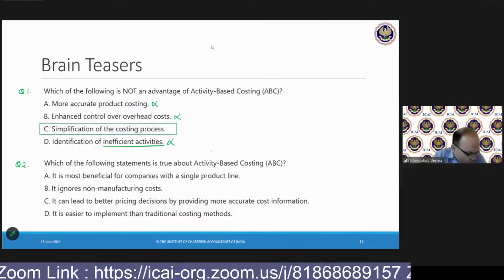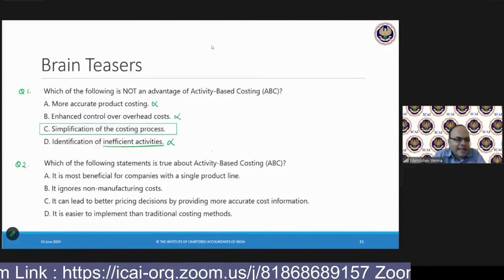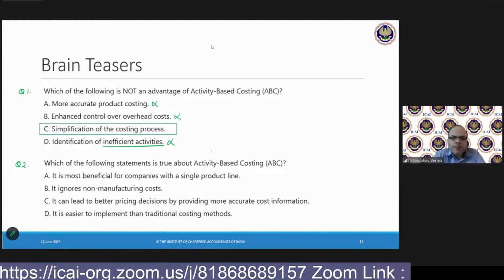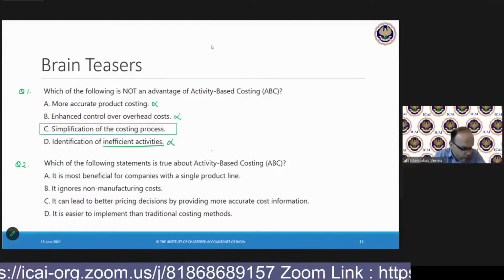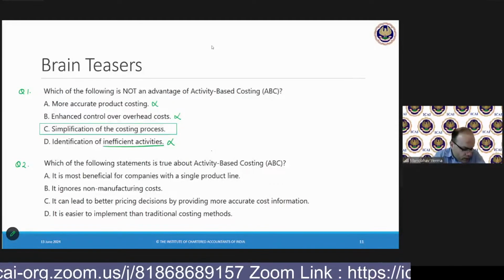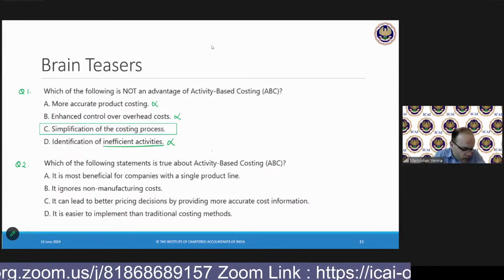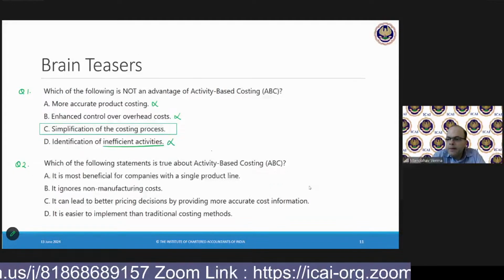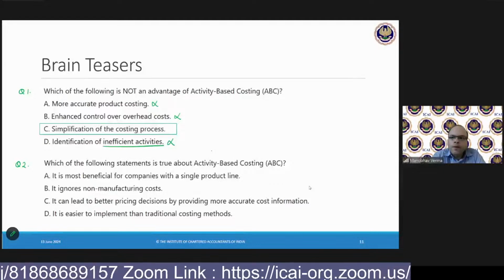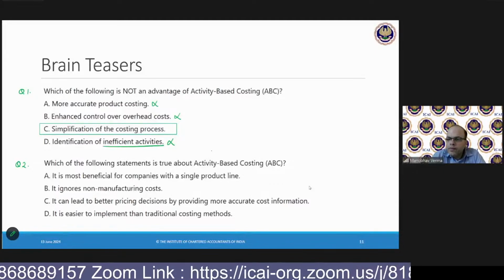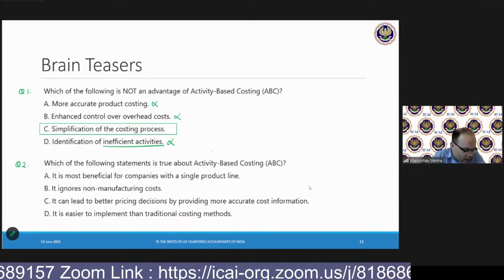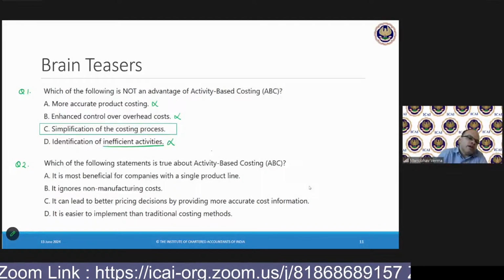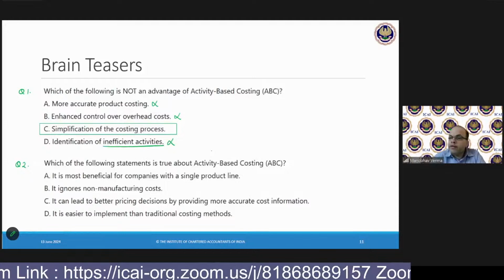Based on what I've discussed for question number one, question two becomes slightly easy, but good that I can see many people giving a unanimous response for question number two. So we are getting a response here as C, I guess, from most of the students. Which of the following statements is true about ABC here?